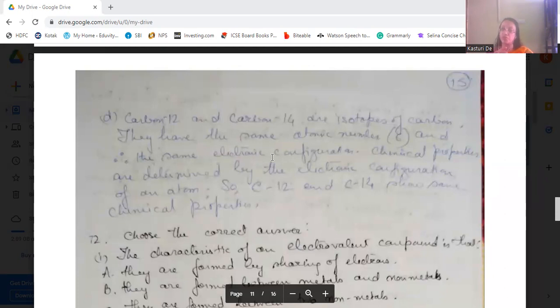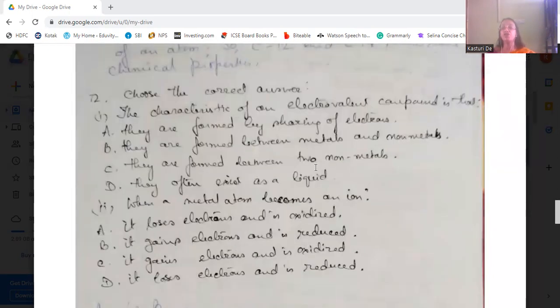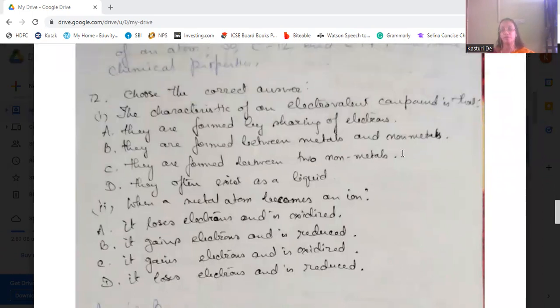That's why their mass number is different. Okay, so choose the correct answer. The characteristic of an electrovalent compound is that they are formed by transferring of electrons. Electrovalent compounds are formed between metals and non-metals by transferring of electrons.